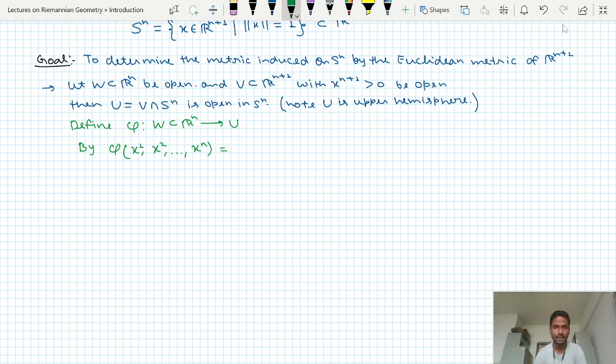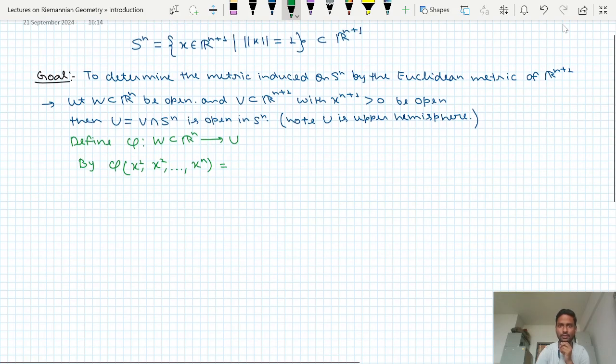So now I need to map these n points of Rn to this upper hemisphere. But in this upper hemisphere, you have this x_{n+1} coordinate also. How can I find that x_{n+1} coordinate? Well, you have the answer in the definition of Sn. You have the norm of x is equal to 1. What does that mean? This means x1 squared plus x2 squared plus up to and so on plus x_{n+1} squared is equal to 1. So from there, you can find the value of x_{n+1}.